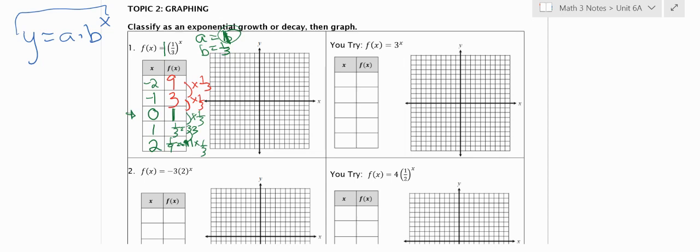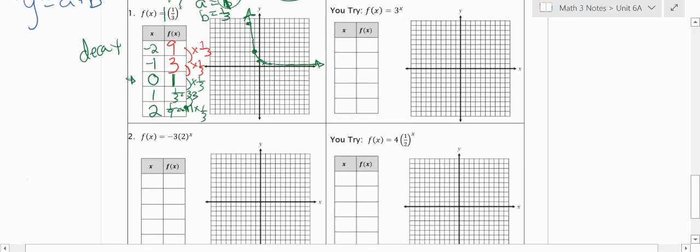Now that we have our table, we're going to go ahead and plot. So we have here negative 2, 9, negative 1, 3, 0, 1, and so forth. And that would be our graph. So you can see that it's going to be a decrease or a decay. We didn't have to even graph it to see that, because b is less than 1. And then it has all the features we talked about earlier.